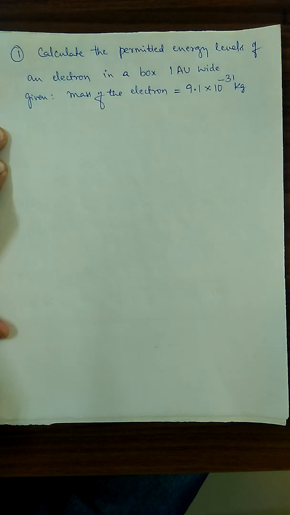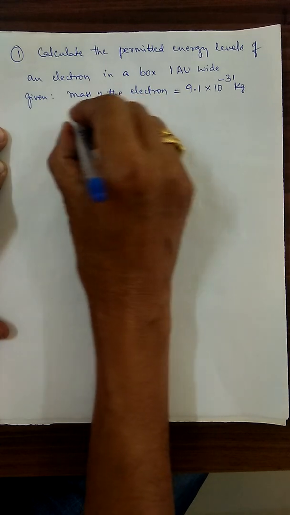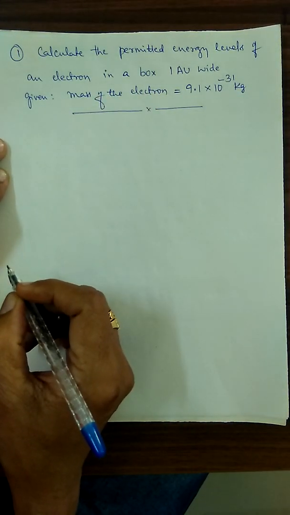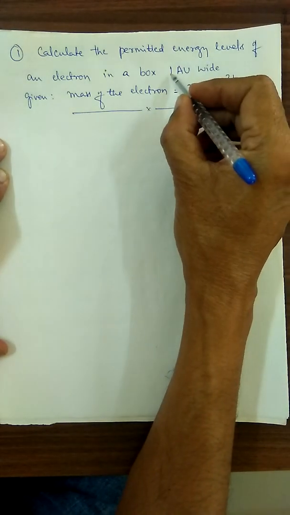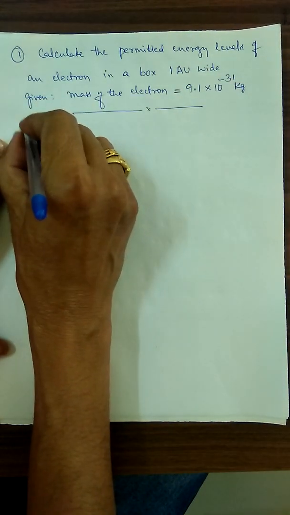This is whatever is given in the problem. Let me solve this problem. First we have to write the data. The width is equal to 1 angstrom.